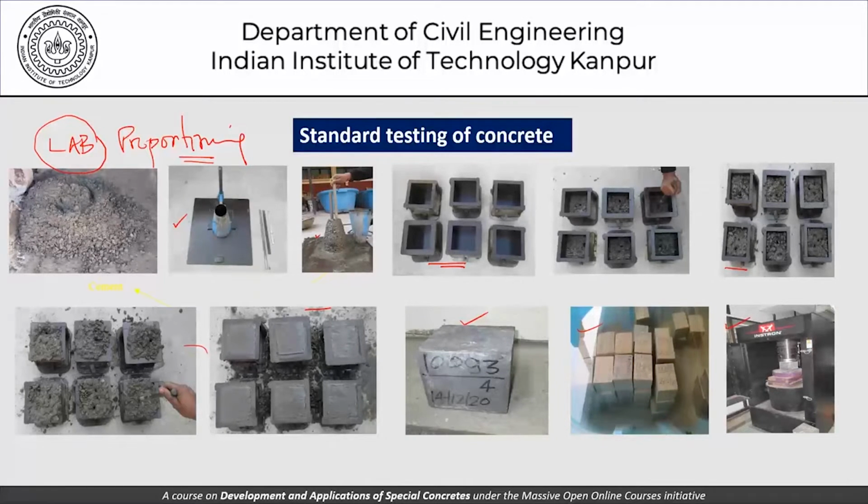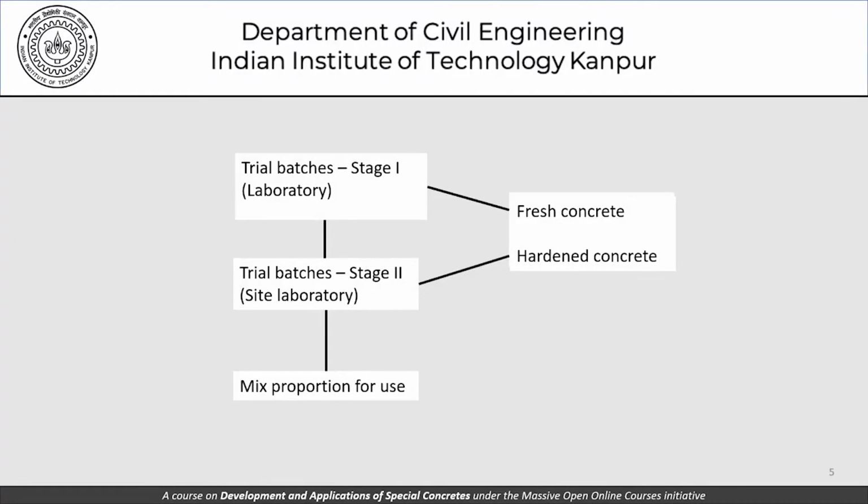So this helps you recall the normal process where concrete proportioning is done, the mix is determined, and the concrete is said that okay, this is the mix that we will use for carrying out a normal construction. Now, this is a summary of that. We carry out trial batches in the lab. We may carry out additional trial batches in the site laboratory, and we determine the proportions for use as far as the site is concerned or as far as a particular project is concerned.